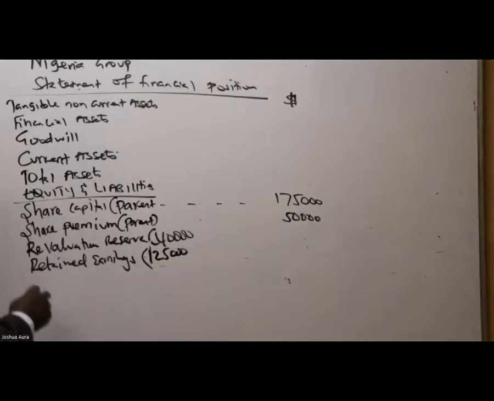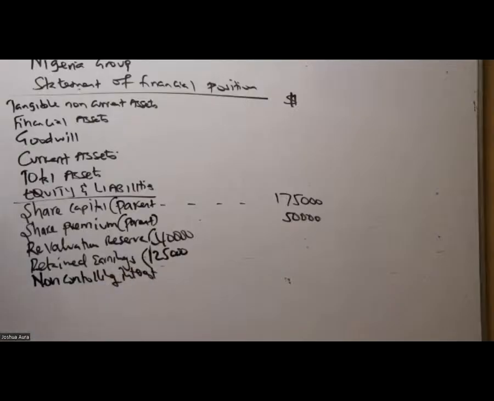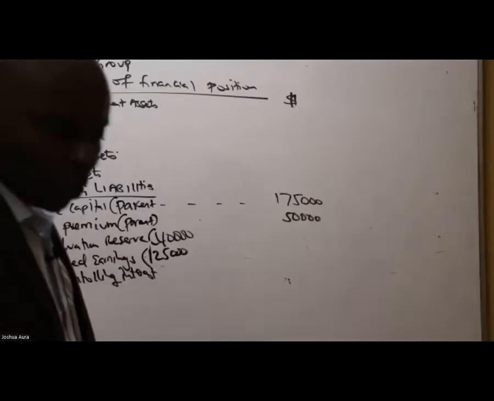Under equity, don't forget the non-controlling interest has to come there. Non-controlling interest is part of the permanent source of funds. So that's non-controlling interest. And from there, we go to the liabilities. So liabilities, what do we have?